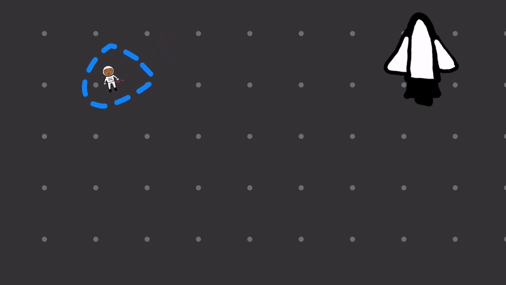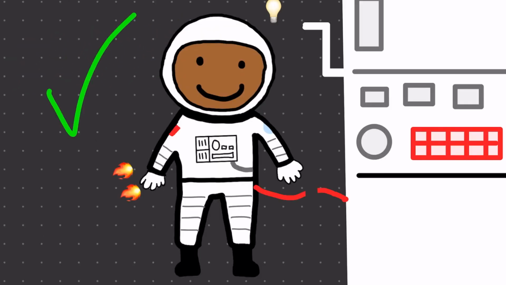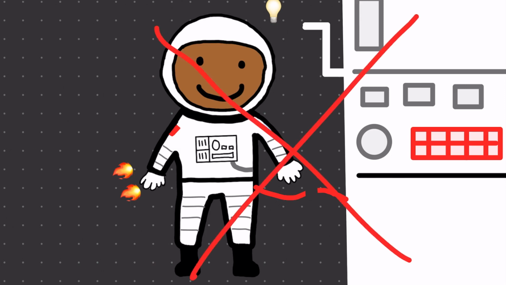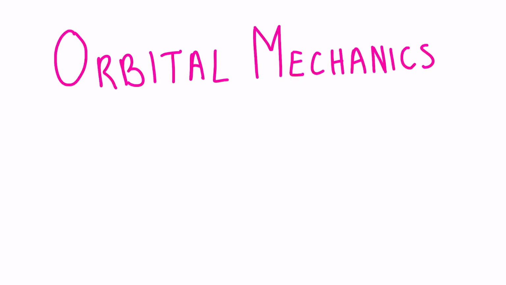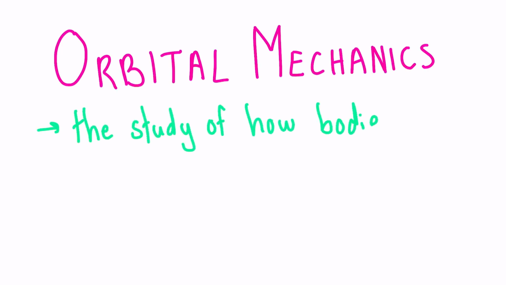But what would happen if he was further away from the vehicle? It might seem like he could just use his thrusters like before, but the answer actually isn't that simple. To understand why, we need to take a look at orbital mechanics. What is orbital mechanics? Well, the definition is pretty simple. It's just the study of how bodies can move in orbit.